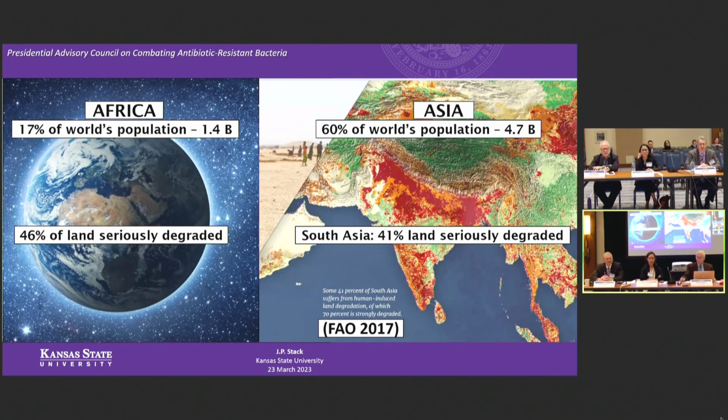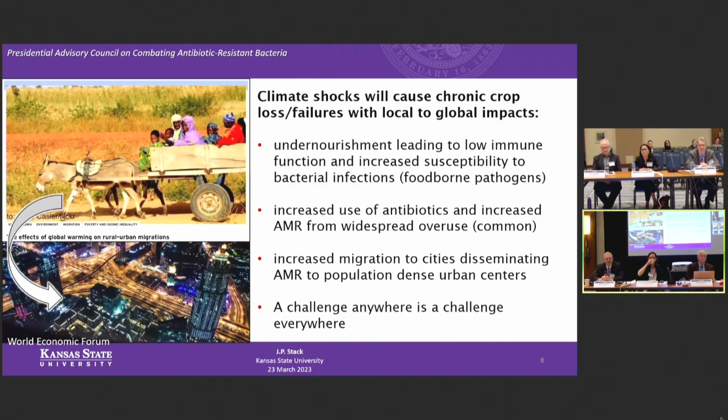Currently, Africa and Asia house approximately 75% of the world's population. This is on land that, in independent assessments, has been determined to be over 40% seriously degraded already. We're going to add over 2 billion more people to the planet in the next 30 years, many of them in this region that are already experiencing chronic hunger and malnutrition. Next slide, please.